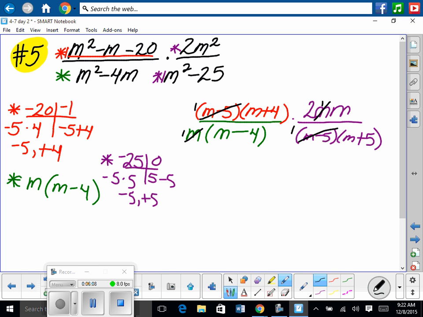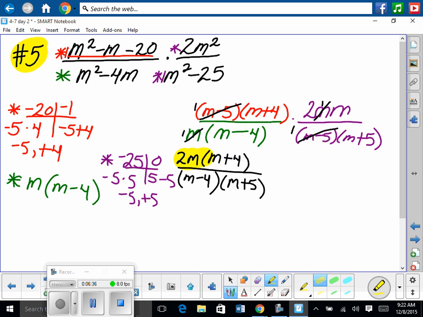So now looking what's left, 1 times M plus 4, so we have an M plus 4 in parentheses. We have a 2 and an M left on top. Now it's prettier to write that in front, so I'm going to write that in front. Does everybody understand how that's what's left on top? On bottom, I have an M minus 4 times some 1s, and then times M plus 5. So I have M minus 4 in parentheses times M plus 5. And then once again, from there, we're done. That is our answer here. Is everybody good with that?